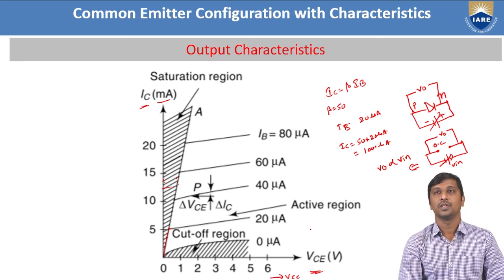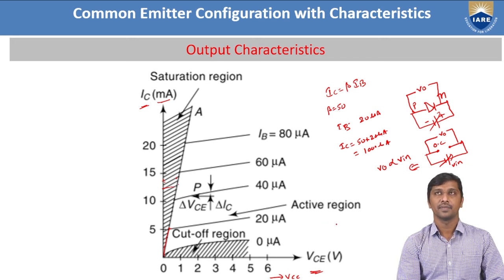Clear? So up to this point, we observed the common emitter configuration with respect to its characteristics, that is, the input characteristics as well as the output characteristics of the common emitter configuration.